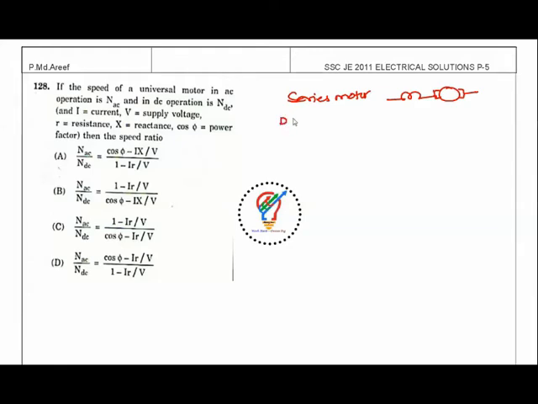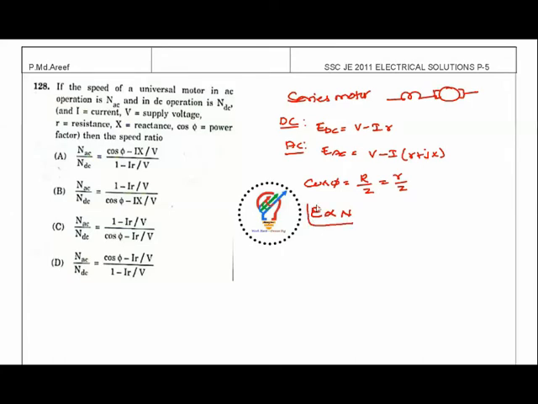So for example, for DC supply, what is the general formula we can write? EDC is equal to V minus I into R. And suppose if you are operating on AC supply, impedance will come into the picture. So EAC is equal to V minus I into (R plus jX). So this is the AC supply. Now generally we know in an AC system, cos phi is nothing but the power factor, which is the ratio of resistance to impedance. Here we can write R by Z. Now generally E is proportional to speed in any machine.